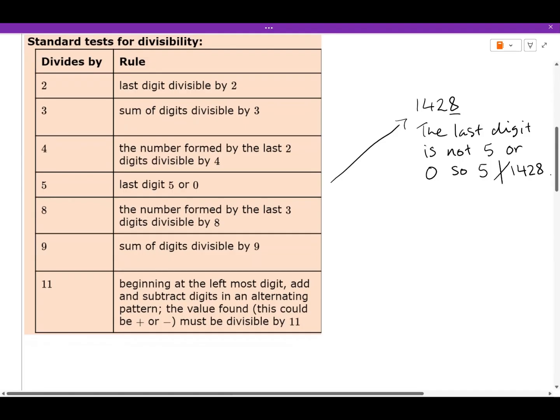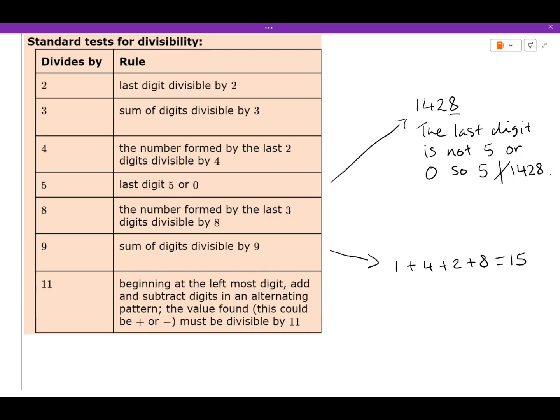Okay, so 9 is next. 9 is very similar to 3. It's the same process, but we need the sum of the digits to be divisible by 9. You would just add up the digits like we did before, which gave us 15. And 15 is not divisible by 9, so if we write that out, 9 is not a factor of 15, therefore 9 is not a factor of 1428.